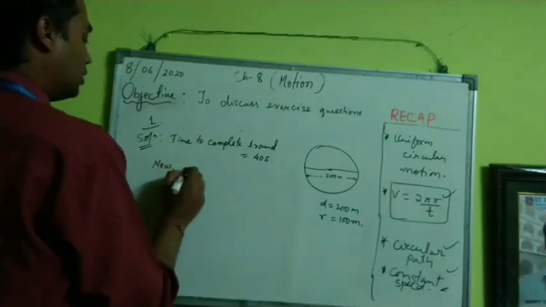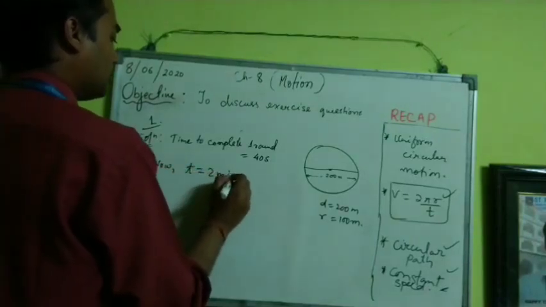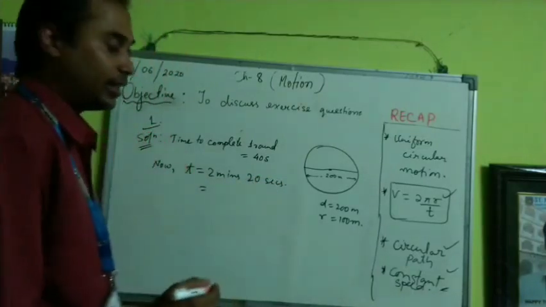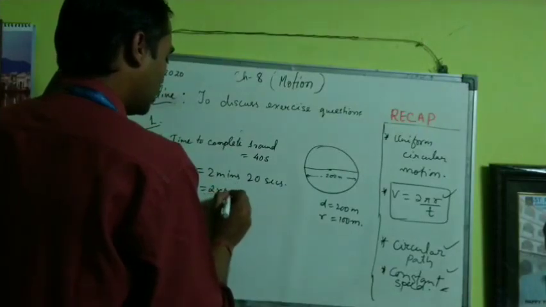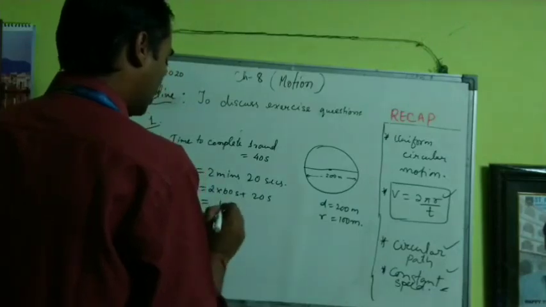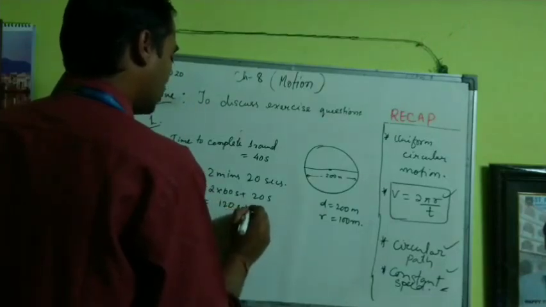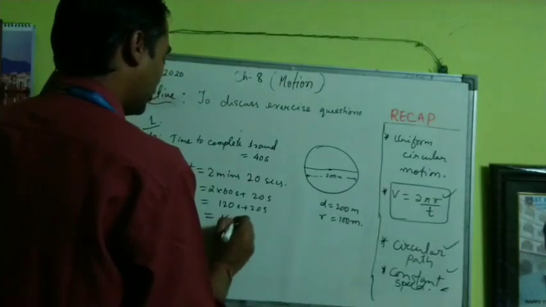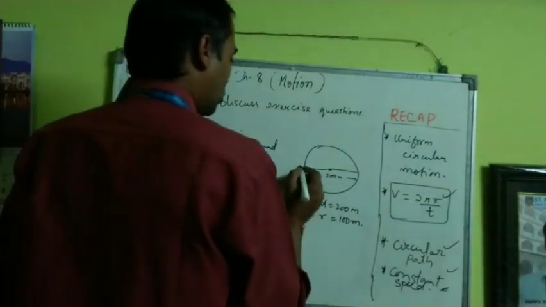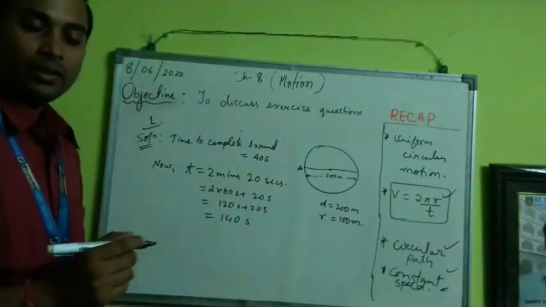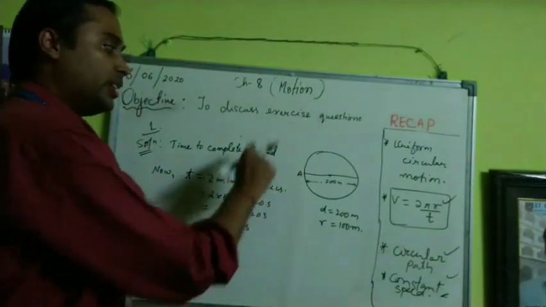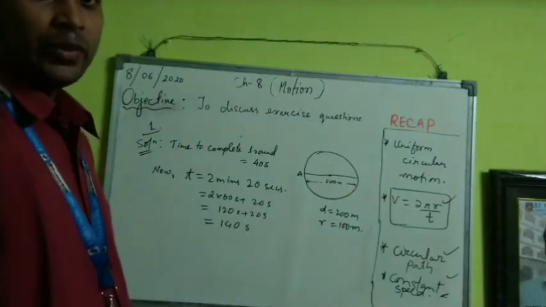Now, time is 2 minutes and 20 seconds. If we convert this in terms of seconds, this 2 minutes can be written as 2 into 60 seconds plus 20 seconds. So it becomes 120 seconds plus 20 seconds. This will give you 140 seconds. So let us assume this to be the starting point of the athlete. Then after 140 seconds, what will be his final point? That we have to find first.